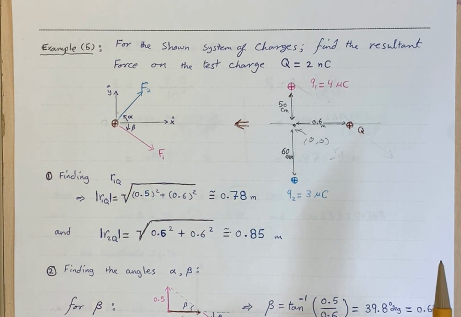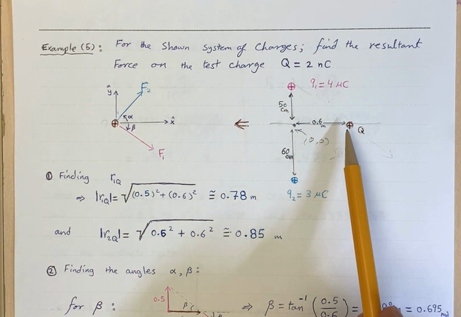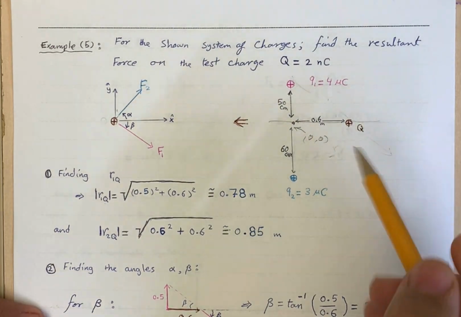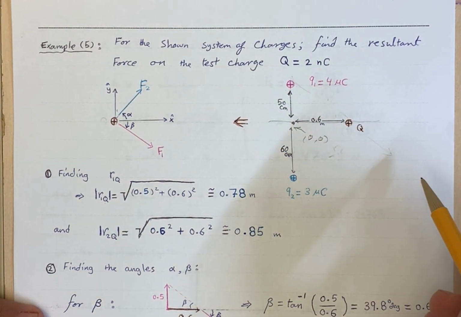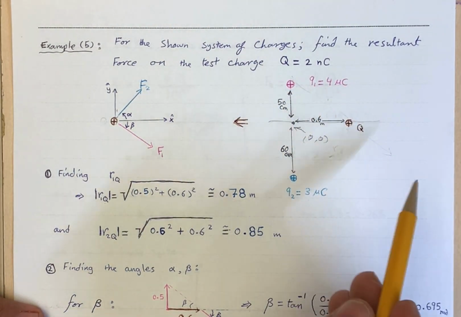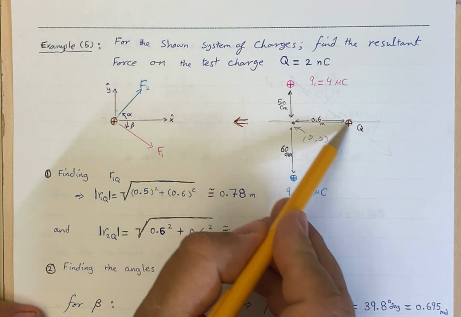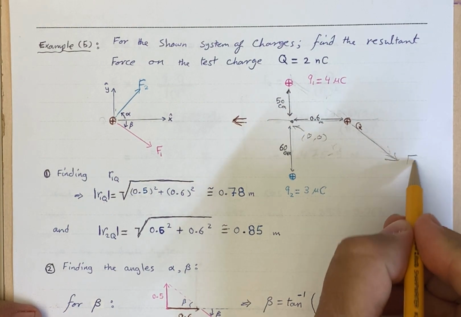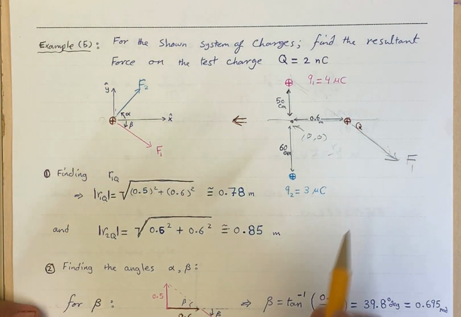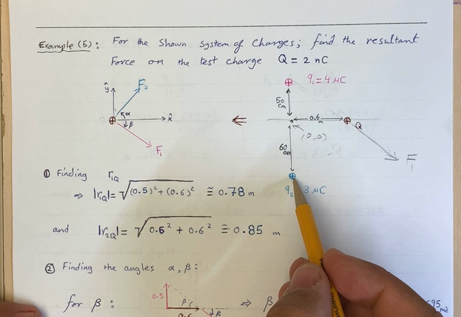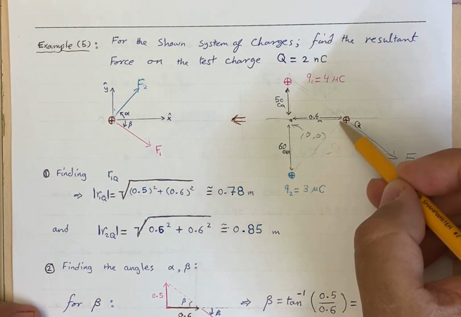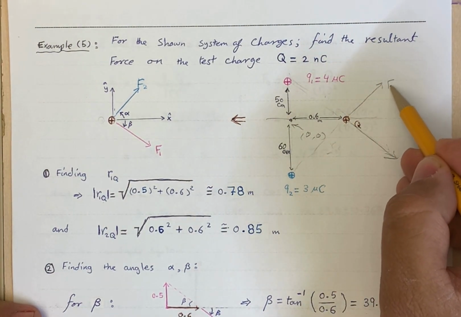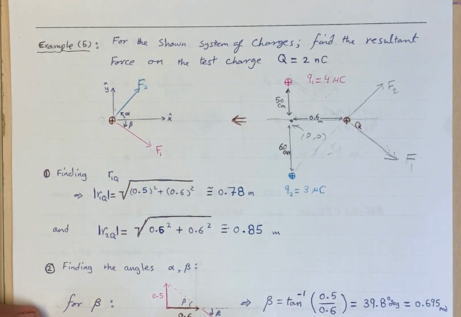What I need is to find the resultant force on the test charge here. All of them are positive, so I have repulsive forces. From the first charge, I have a repulsive force in this direction. I can name it F1, as you see here. From the second charge, I also have a repulsive force in this direction. I can name it F2 easily.